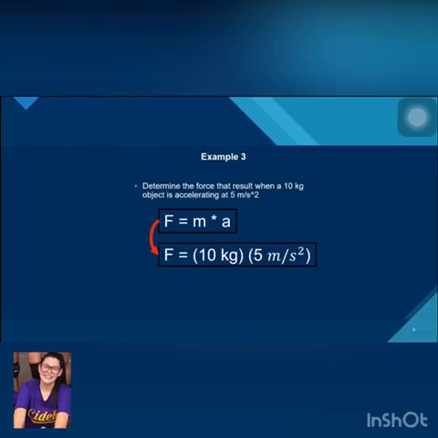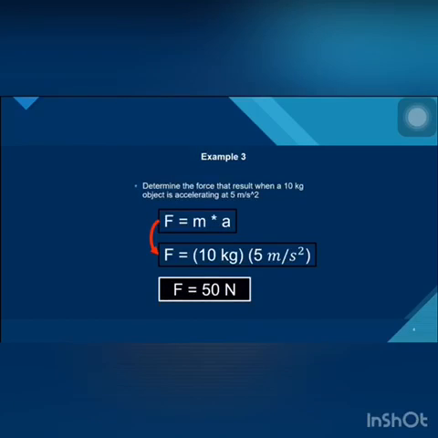By putting this in the formula, force equals 10 kilograms times 5 meters per second squared. You do the operations and the result is force equals 50 newtons, which is the unit that we use to measure force.